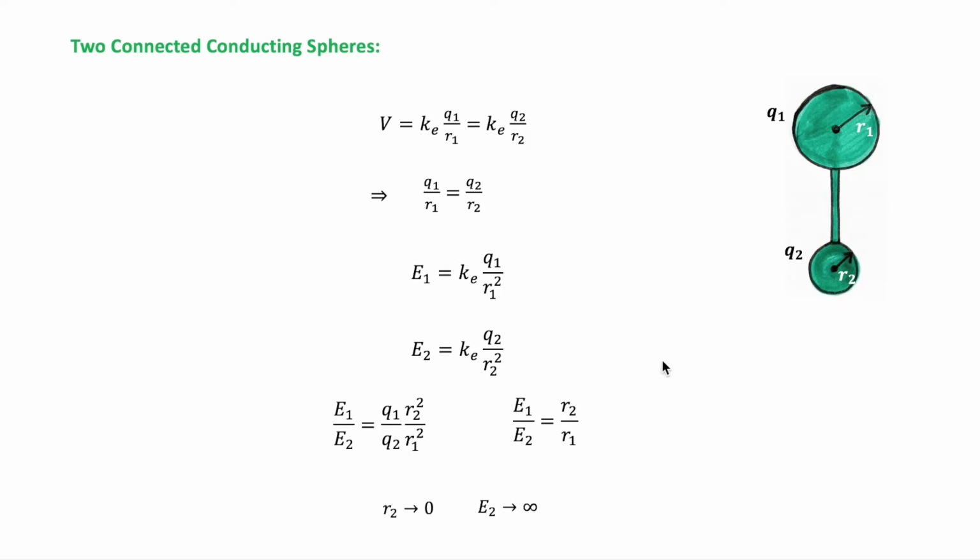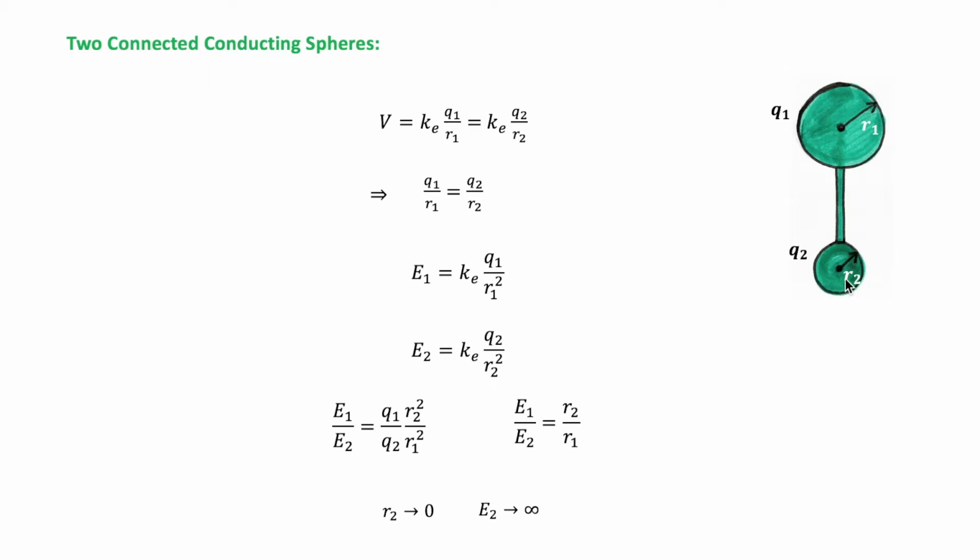Even though both spheres are at the same electric potential, the electric field is stronger in the vicinity of the smaller sphere, which shows that the electric field is large at sharp points, as we said before. So this proves the previous point, that there is a high electric field at small radius of curvature.